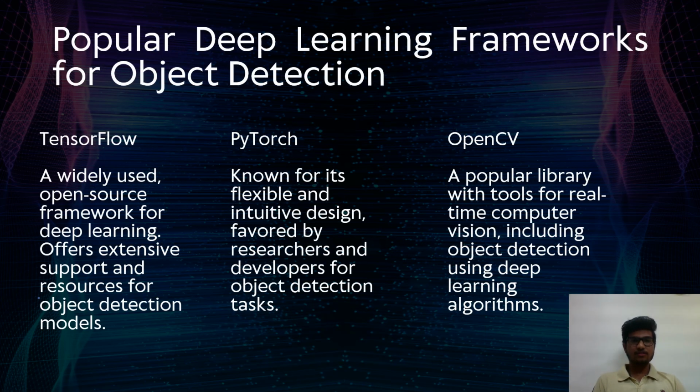Popular deep learning frameworks for object detection. There are three types: TensorFlow, PyTorch, and OpenCV. First, coming to TensorFlow, a widely used open source framework for deep learning. It offers extensive support and resources for object detection models. Next is PyTorch. It is known for its flexible and intuitive design, favored by researchers and developers for object detection tasks. Next is OpenCV, a popular library with tools for real-time computer vision, including object detection using deep learning algorithms.